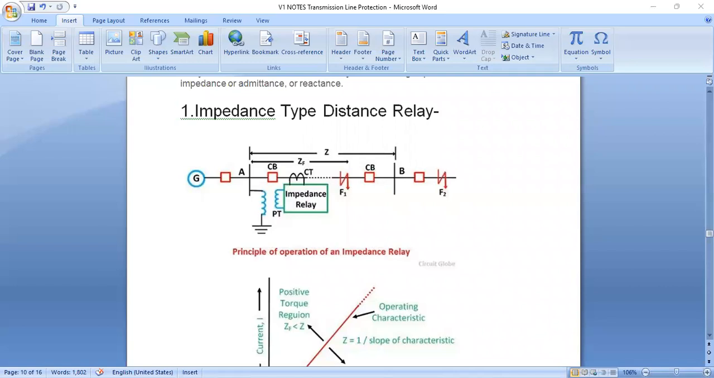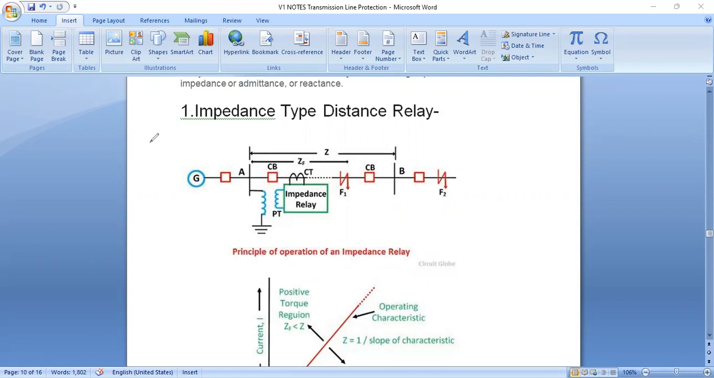Hello friends. The remaining topic we have to complete in this lecture: what is the principle of operation of the impedance relay? There are two conditions for the impedance relay: normal operating condition and abnormal working condition. That means fault condition and the normal condition.